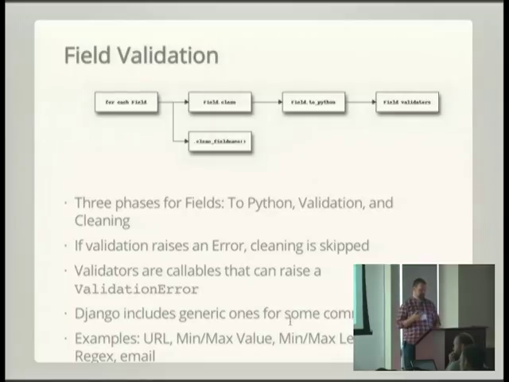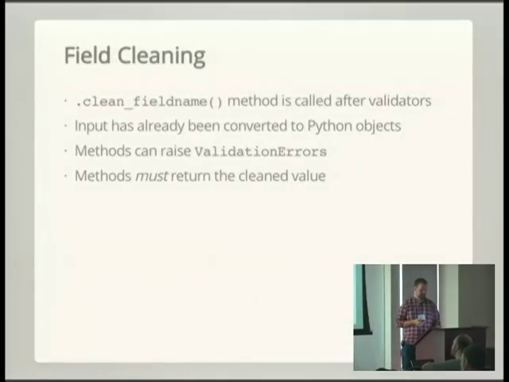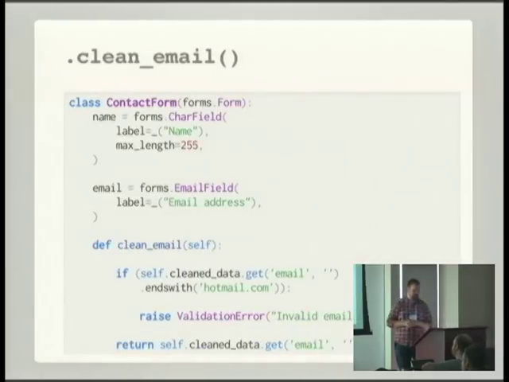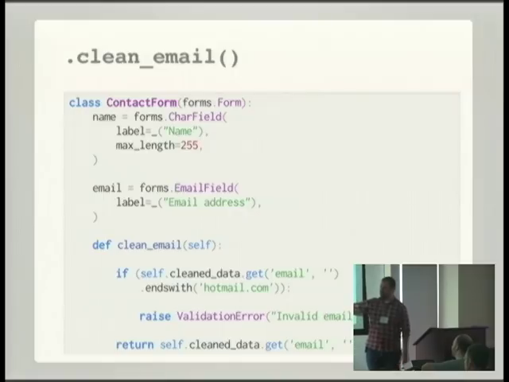And then finally, there's clean_<field name>, which is a method you can define on your form to do some customized cleaning and validation. The important thing here is that these must return a value. So here's an example of a contact form that has a name and email. We don't allow hotmail.com addresses in my contact manager. So I have a clean_email method I've defined here. That clean_email method first gets the email out of cleaned_data, and if it ends with hotmail.com, I raise a validation error. Otherwise, I return it from cleaned_data again, and I'm going to pass it through.